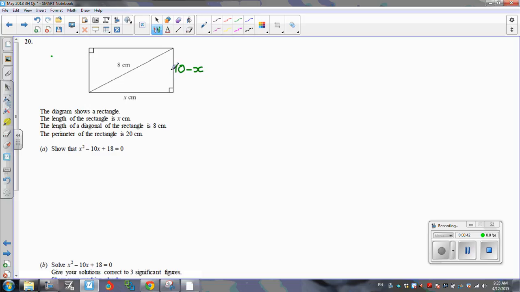Okay, we now know that we have a right-angled triangle here, and we know something about all three sides. And I'm going to use Pythagoras' theorem here to come up with this quadratic equation. Now, Pythagoras' theorem tells me that the hypotenuse squared is equal to one of the short sides squared plus the other short side squared. So let's square and add. So if I do this side squared, so x squared plus this side squared, well, I'm going to have to put that in a bracket, so (10 minus x) squared, that is equal to 8 squared.